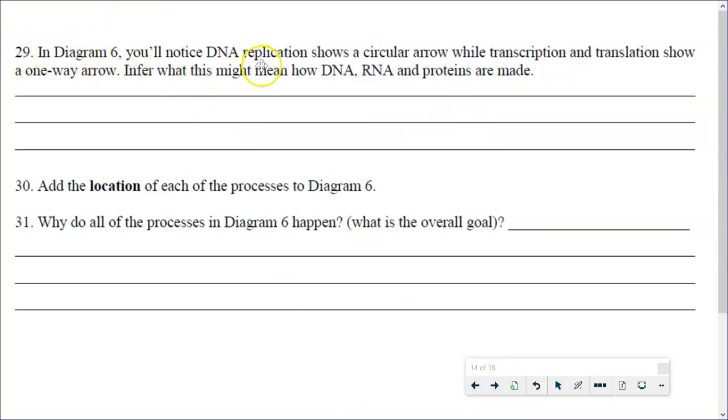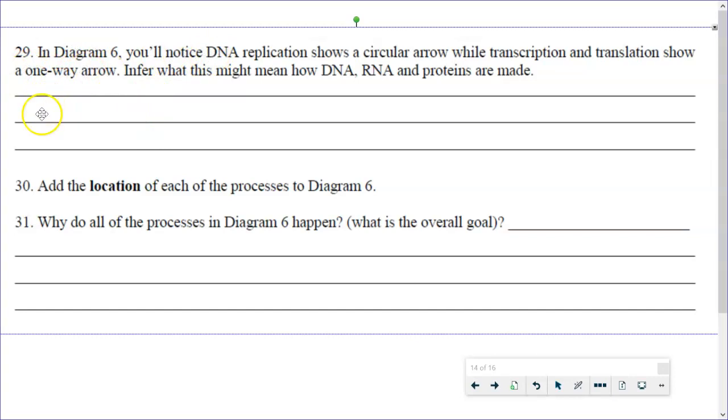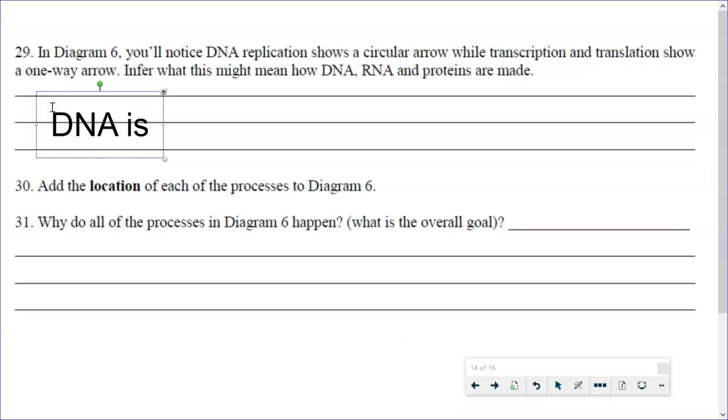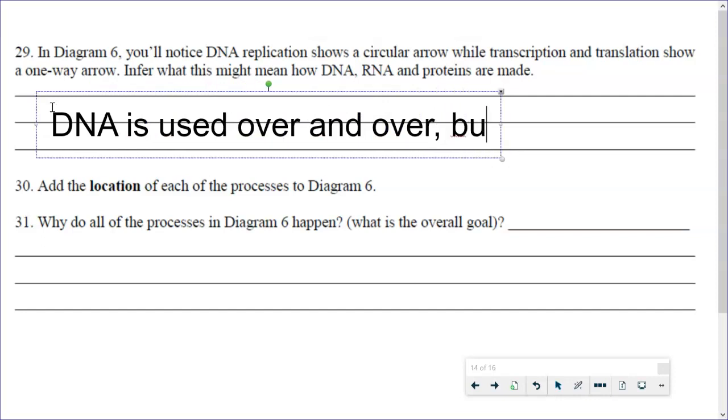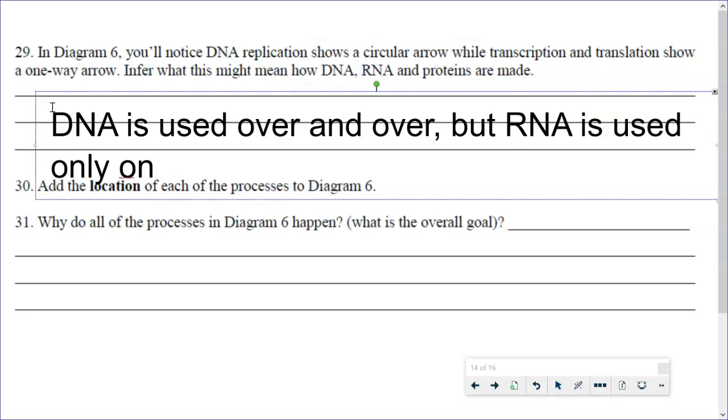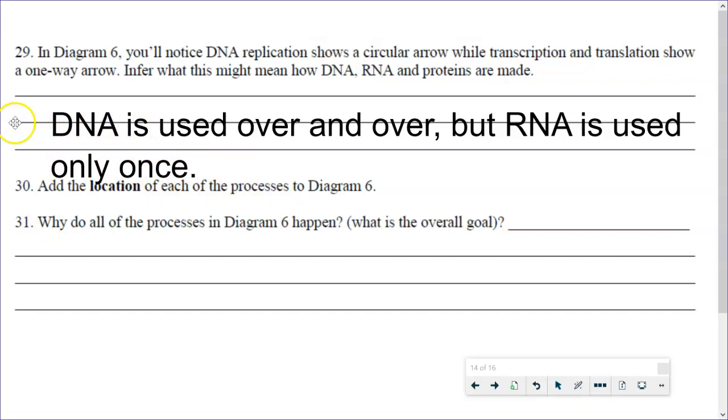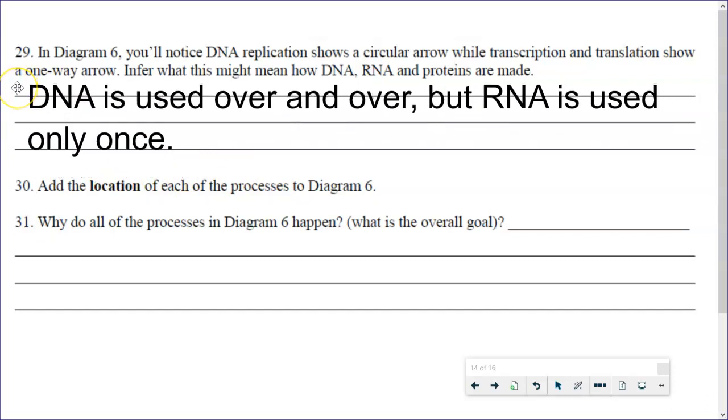And then question 29, the DNA replication shows a circular arrow, kind of like the recycling symbol, but transcription and translation have a one-way arrow. So what I tell my students is the DNA is used over and over, but RNA is used only once. And that's a pretty good answer for number 29. You could absolutely put that in your own words if you want to, though.